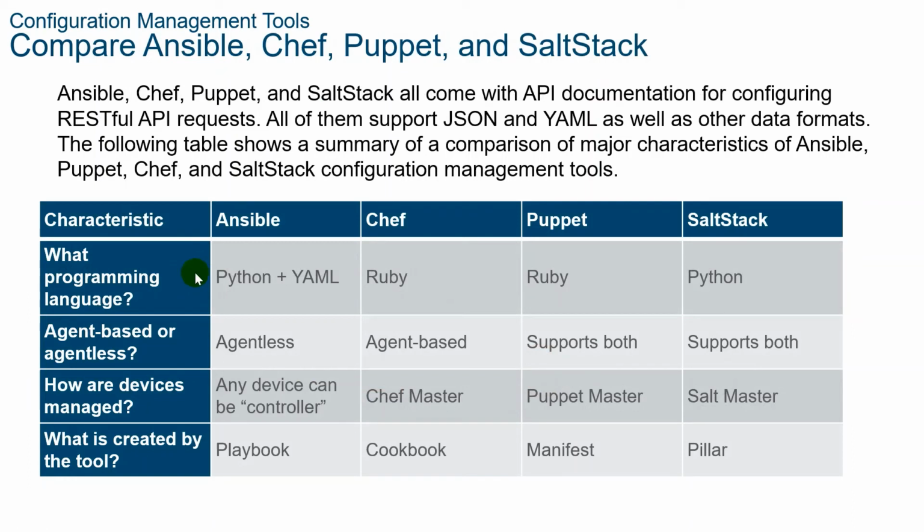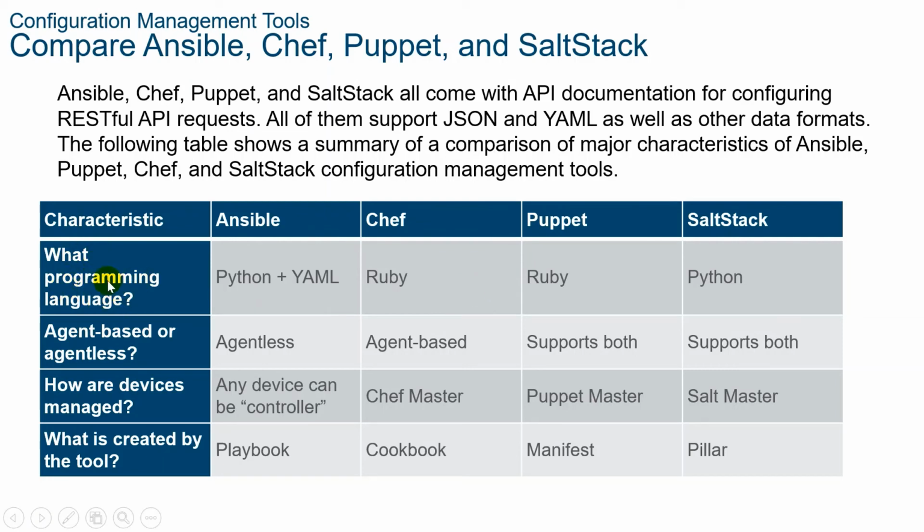Now, comparing Ansible, Chef, Puppet, and SaltStack. Ansible, Chef, Puppet, and SaltStack all come with API documentation for configuring RESTful API requests. All of them can support JSON and YAML as well as other data formats. The following table shows a summary of the comparison of major characteristics of the Ansible, Puppet, Chef, and SaltStack configuration management tools. So, characteristics.